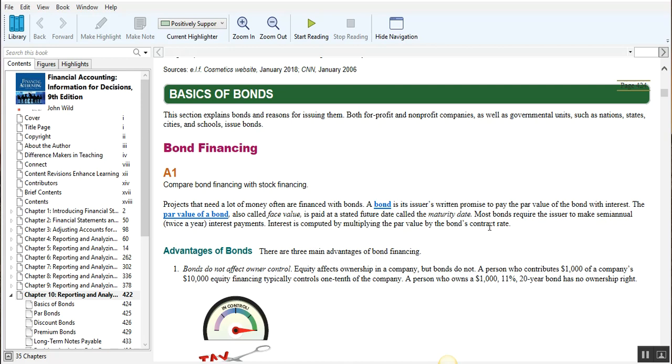In this chapter, they begin with the definition of what a bond is, and really it is a promise to pay the par value or face value on the bond along with interest to whoever the bondholder is. The par value of the bond or the face value is typically $1,000. They show this here in the advantages of bonds. One of the advantages they describe is that bonds don't really allow the bondholder to exercise any voice at all in the business because they're not an owner, they're a creditor.